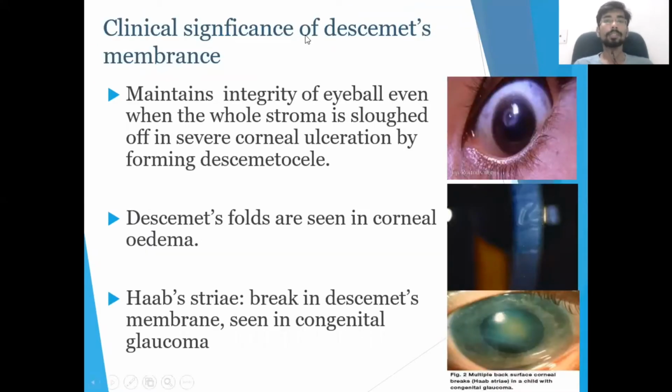Clinical significance of Descemet's membrane. It maintains the integrity of the eyeball even when the stroma is lost in severe corneal ulceration by forming a descemetocele seal. Descemet's folds are seen in corneal edema, and striae, breaks in Descemet's membrane, are seen in congenital glaucoma.